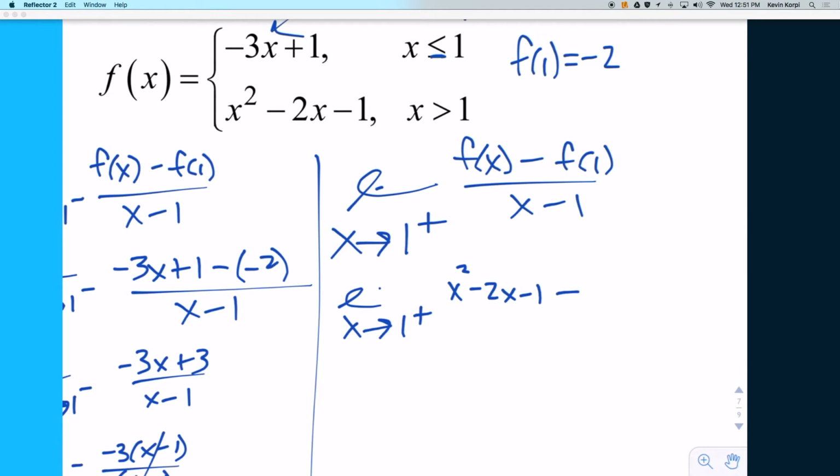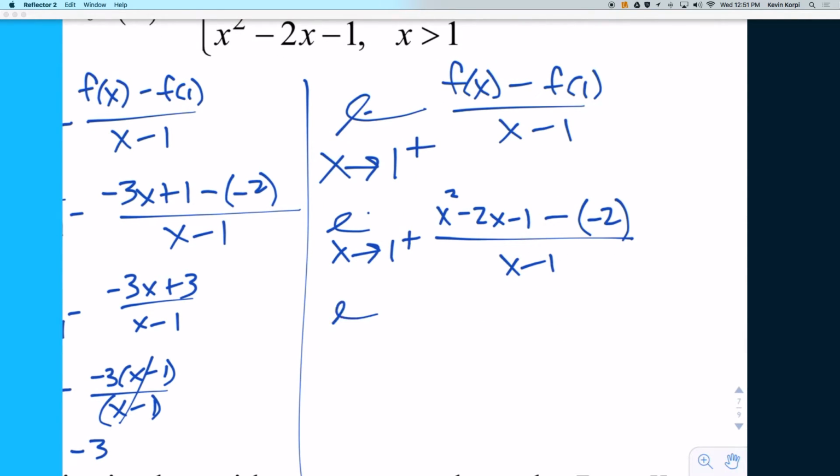Minus, what is f of 1 still and always? It's still negative 2. And so that's how it takes the continuity aspect into account. And then all over x minus 1. So if I simplify that, I get the limit as x goes to 1 from the right of x squared minus 2x. That's going to be 2 minus 1 is plus 1 all over x minus 1.